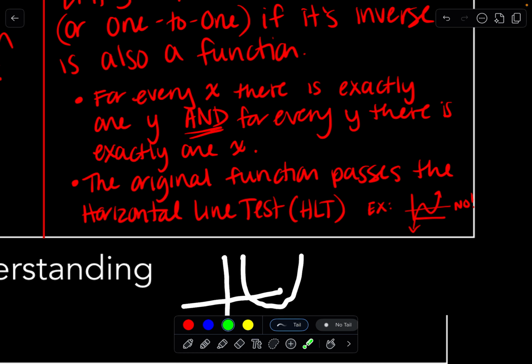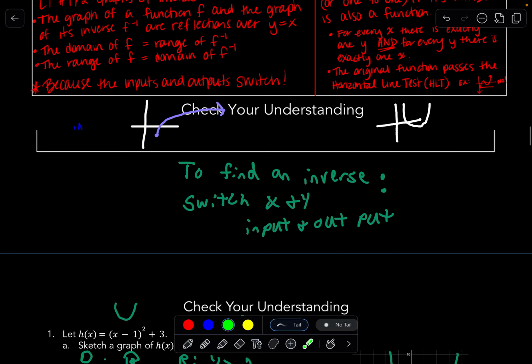In this case, it's not a function. As you can see, you draw a horizontal line and it touches the graph, in this case, 1, 2, 3 locations. So its inverse is not a function, even though it is a function. When you find its inverse, it's not going to be a function. Okay?